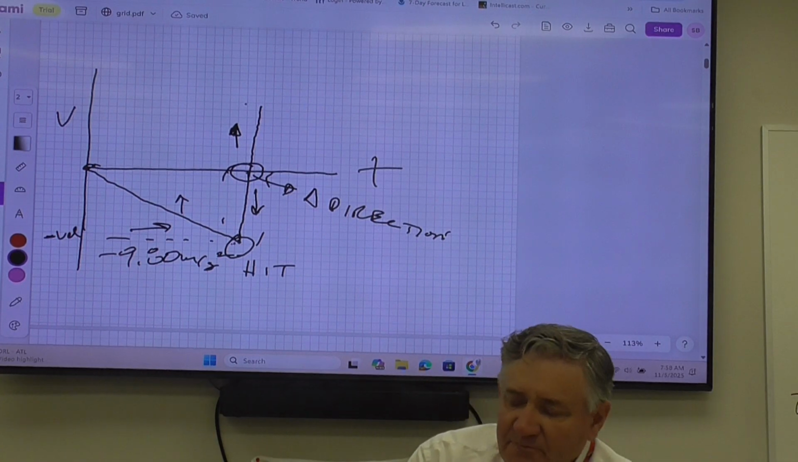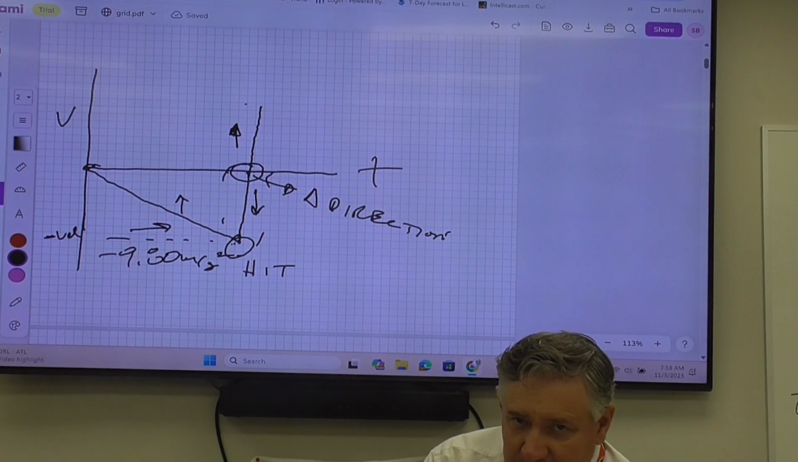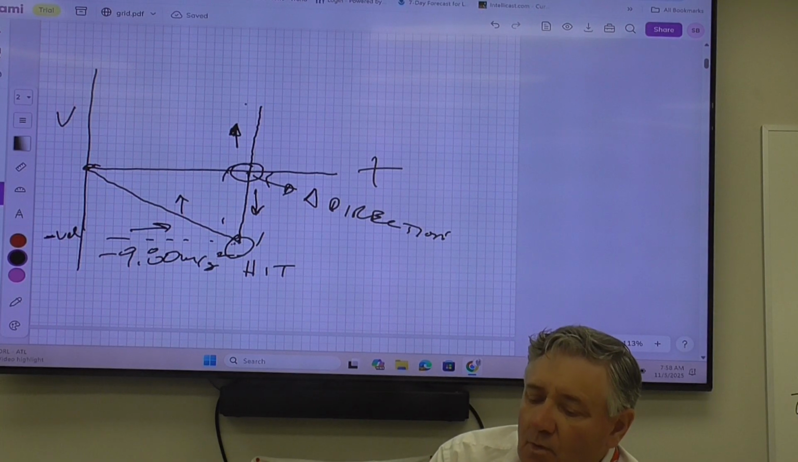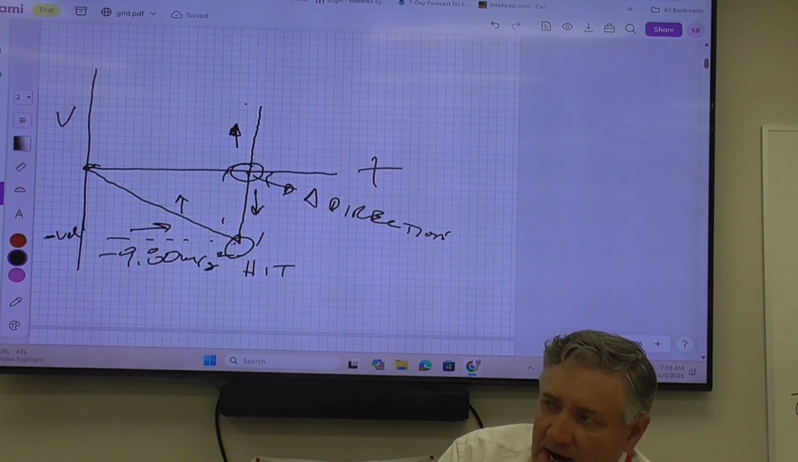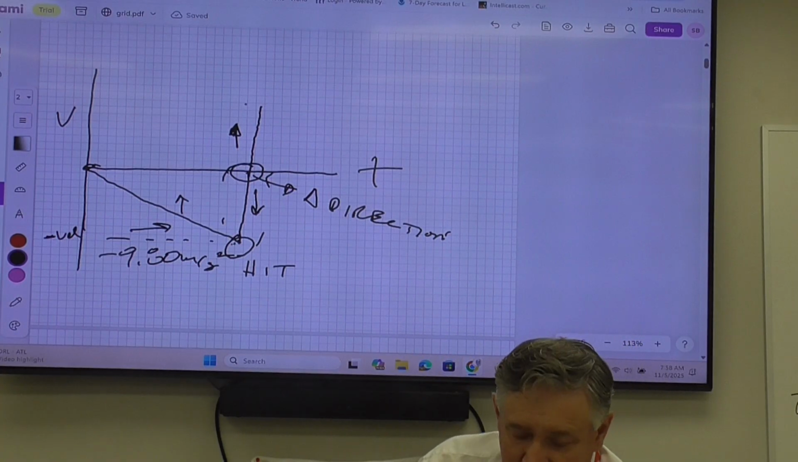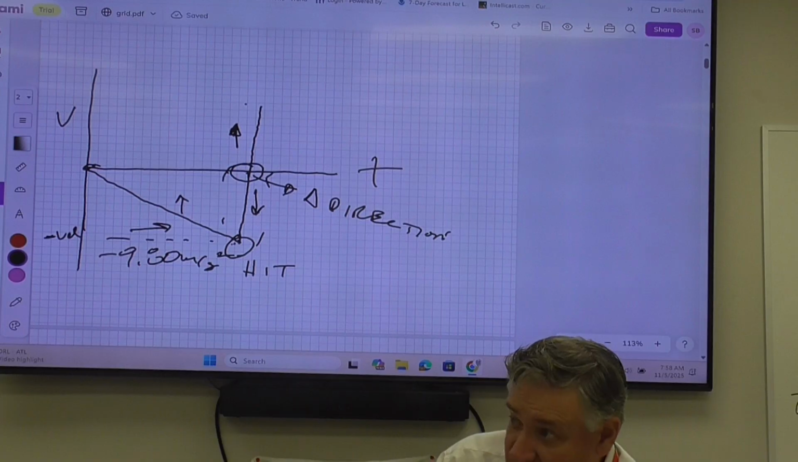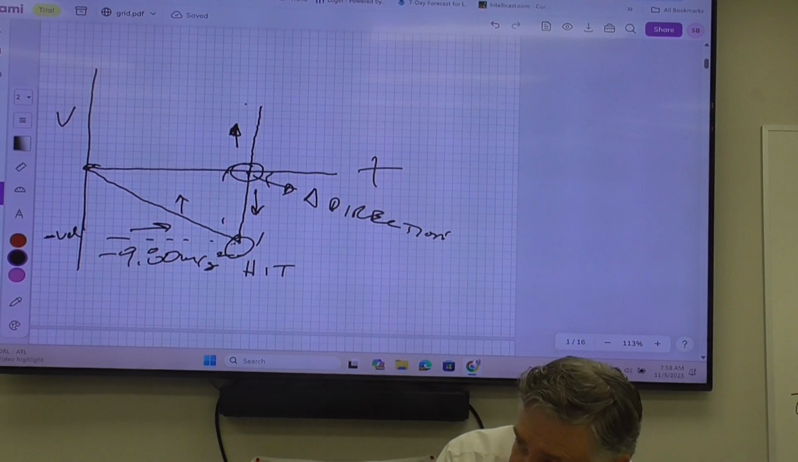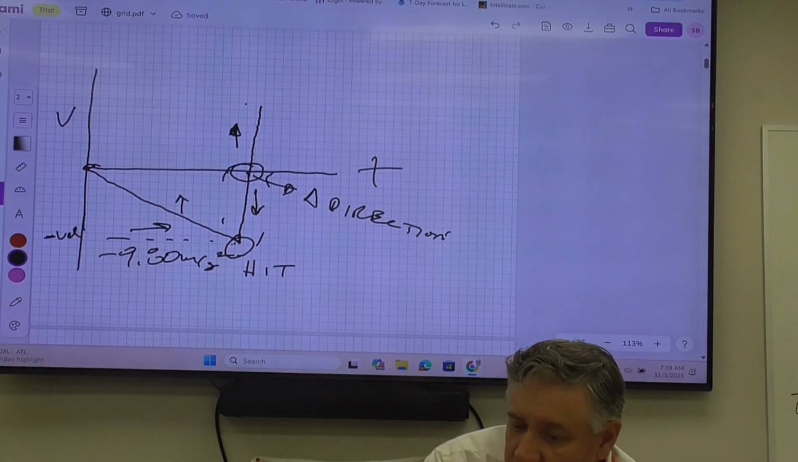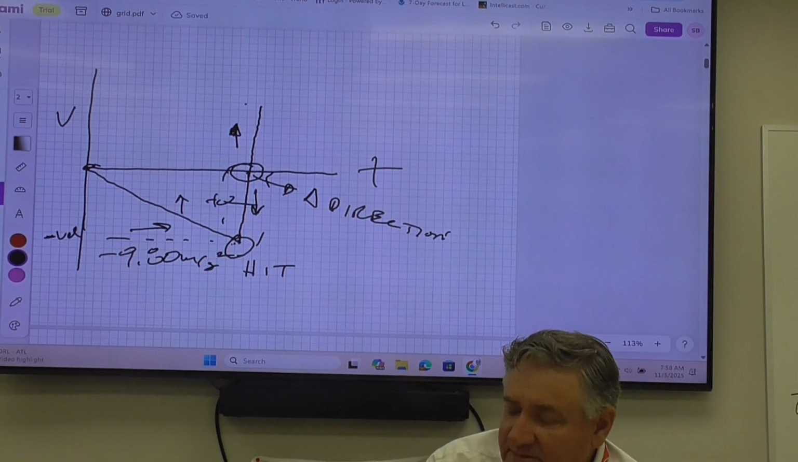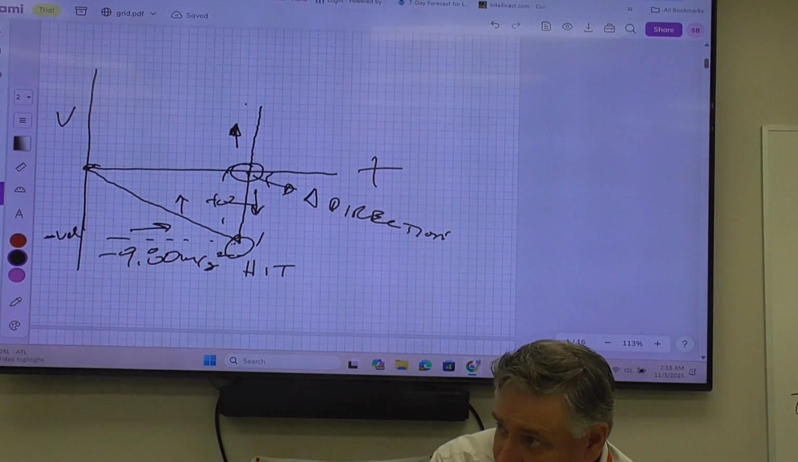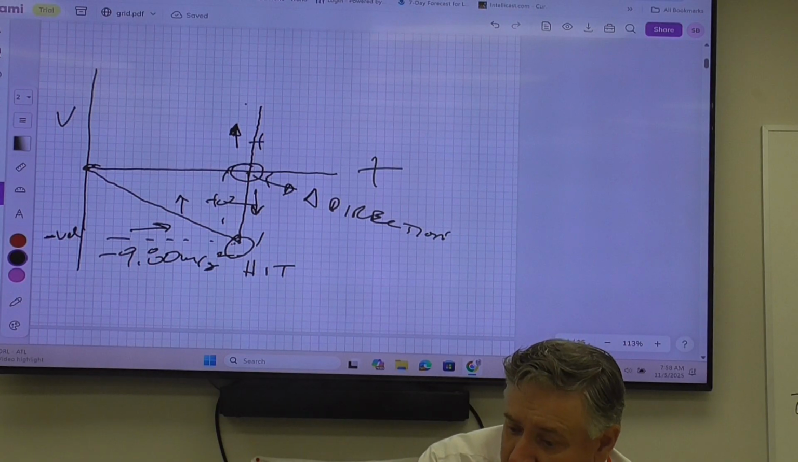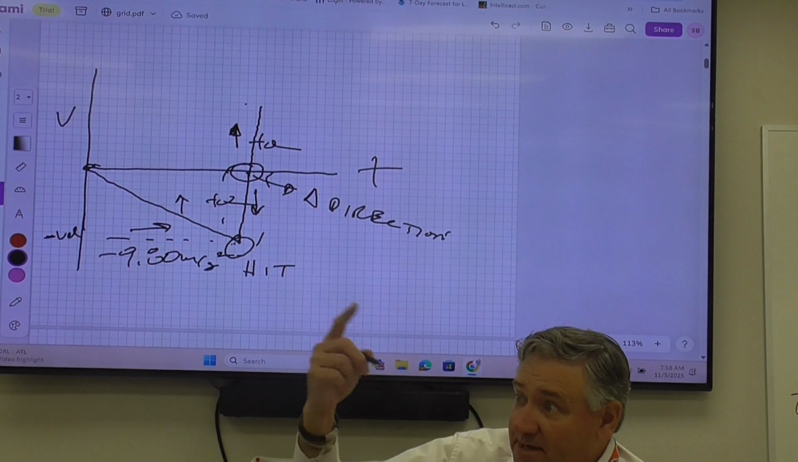the golf ball has left the ground. When the golf ball leaves the ground and it's going up, what's the sign of its velocity? Positive, because we're defining up as being positive, right? So it hits with some negative velocity. You have some positive acceleration, which is going to make it slow down. You have more positive acceleration, which is going to make it speed up.